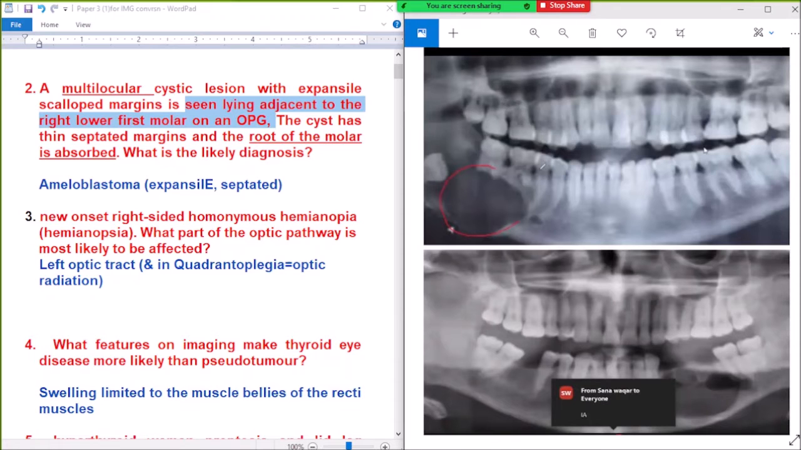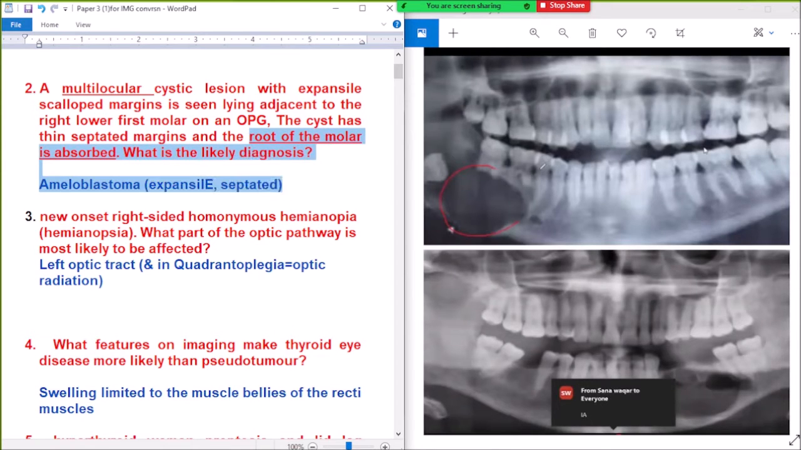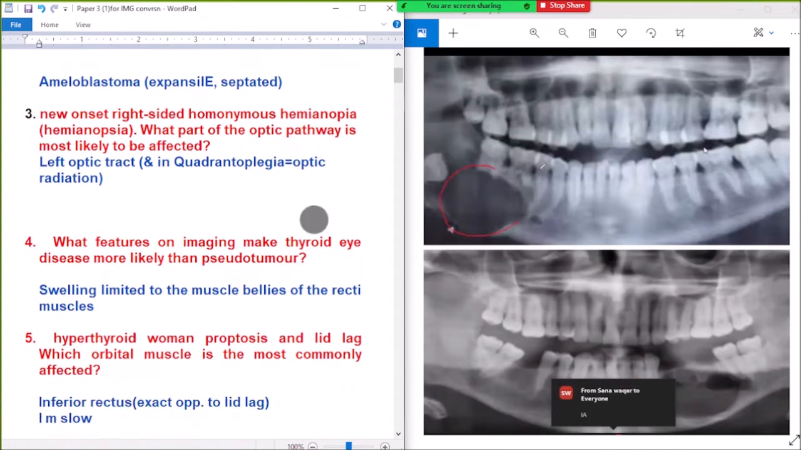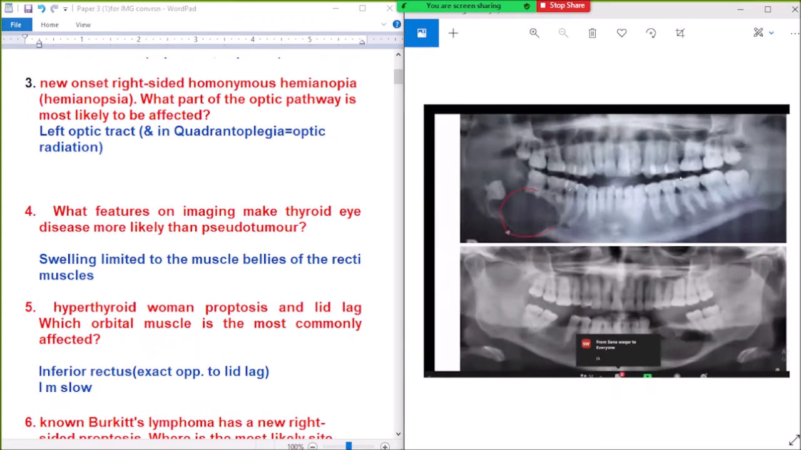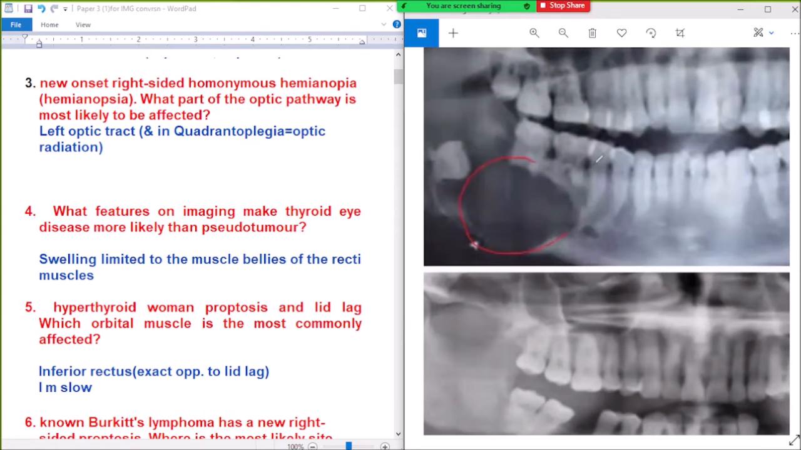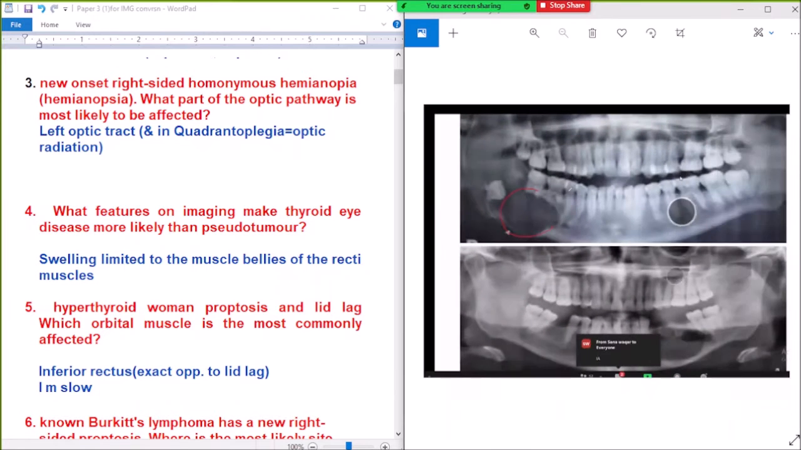Diagnosis: ameloblastoma. Hence, an expansile lesion in the mandible that absorbs the roots of the molar with thin internal septation. Diagnosis: ameloblastoma. The dentigerous cyst occurs at the root of the unerupted tooth, but when that comes, we will discuss it.